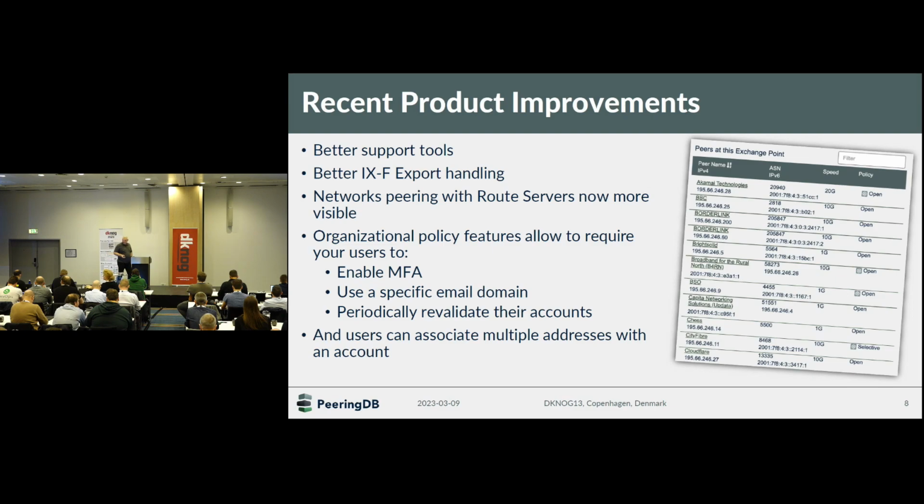What were the recent product improvements? We have better support tools. So there's a so-called IXF JSON import. What's that? There is a special format where the internet exchanges may report their participant list. And we are importing this participant list and matching it with what we have in PeeringDB. And if there is a mismatch, we send an email to both the network and the internet exchange and say, hey, there is some mismatch, please resolve it.